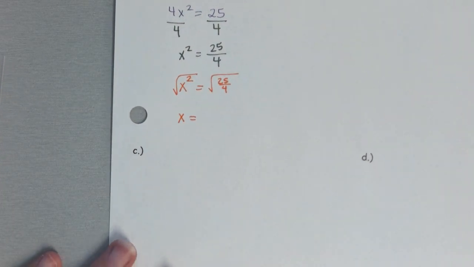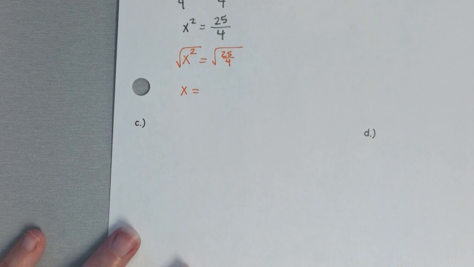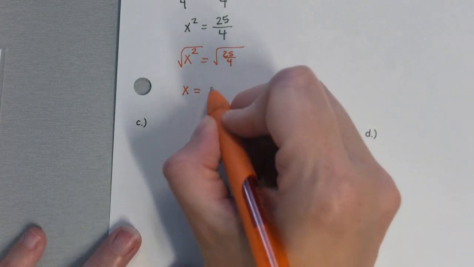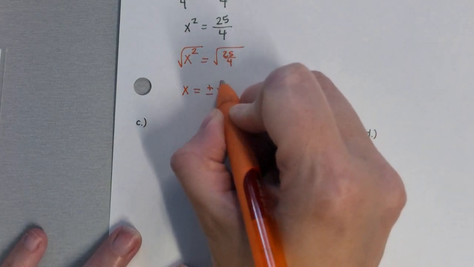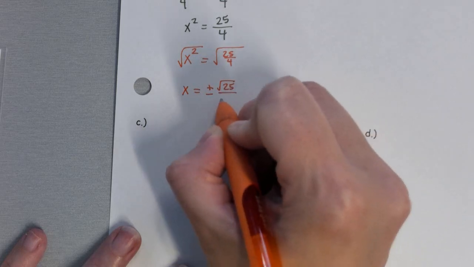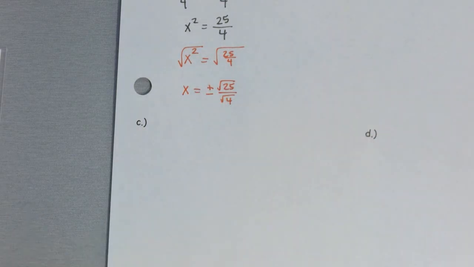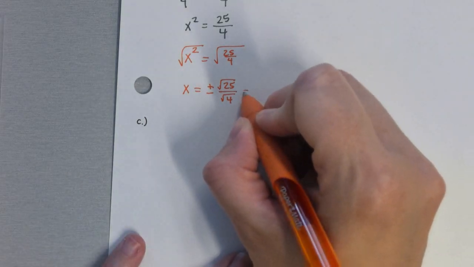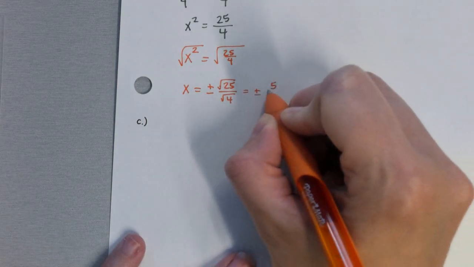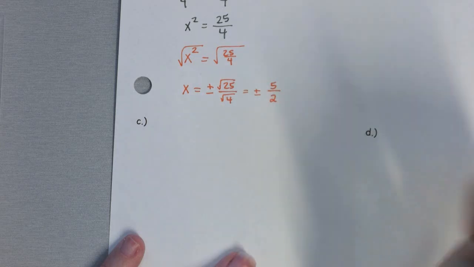Now, this part you guys may or may not remember. When you take the square root of a fraction, because it is division, you can split this up into the square root of the top over the square root of the bottom, which works out really nicely for this one because 25 and 4 are both what? Perfect squares. Okay, so if they're both perfect squares, then we can just take the square root of the top. We're going to keep that plus or minus over the square root of the bottom, which would be 2.